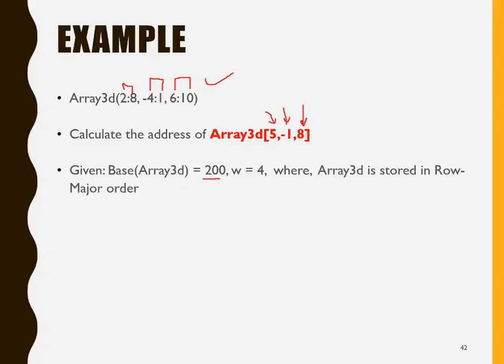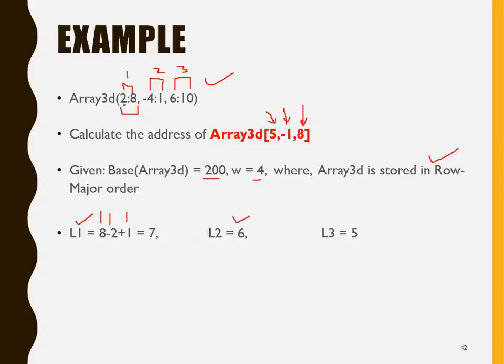So base address is required, it is given as 200, width is required, it is given as 4, and we are also provided with the memory representation, that is row major order. So first we have to calculate L1. L1 is the length of the first dimension, which is upper bound minus lower bound plus 1. This is representing the first dimension, this is representing the second dimension, and this is representing the third dimension, we can say. So 8 minus 2 plus 1, 7.